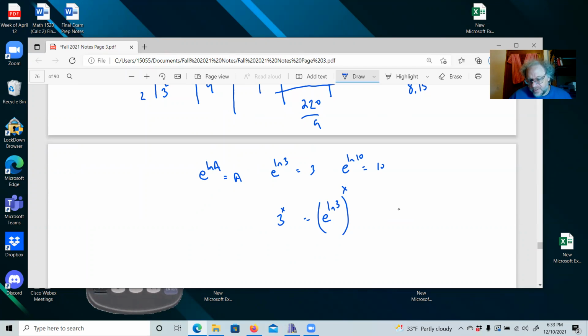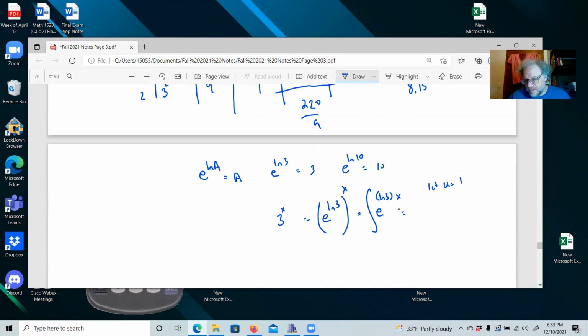Okay, 3 to the x. This is 3 raised to the x. What do we do when we have an exponent raised to an exponent? We multiply them. So this is e to the ln 3 times x. And if I want to integrate this, well, we could do a u substitution, right?